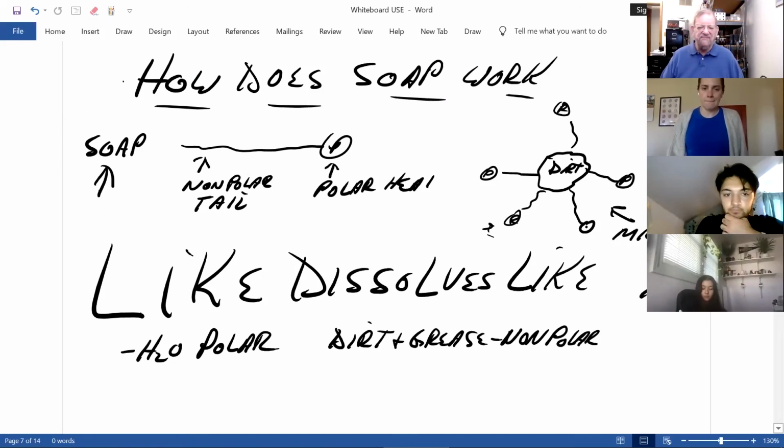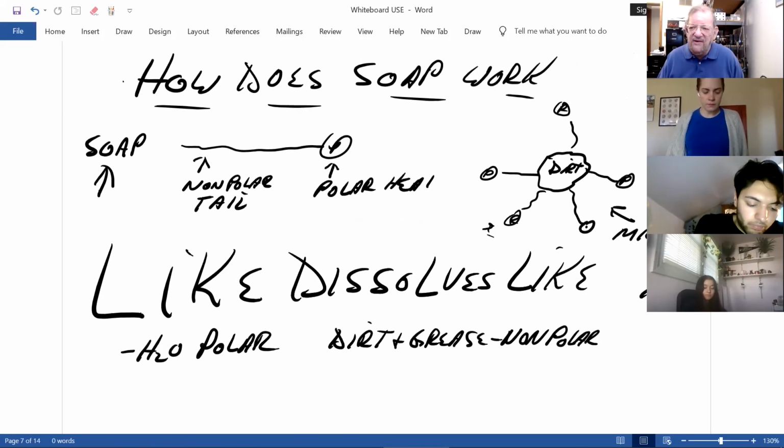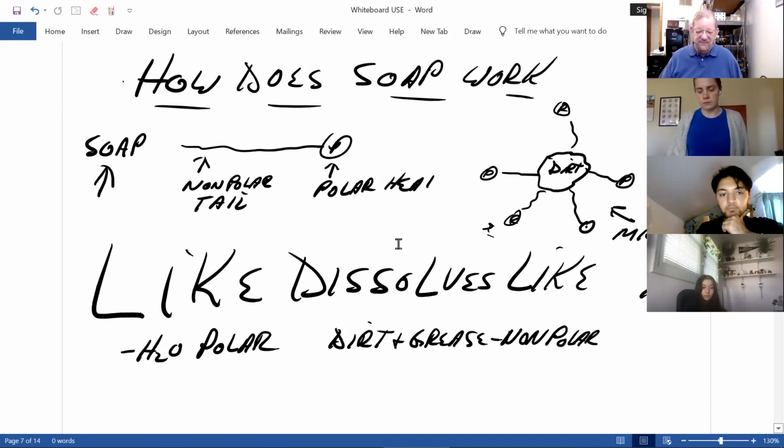Let's go through it again. I think it's that important. You should know the structure of soap is nonpolar tail, polar head. The most important thing, how soap works, is like dissolves like. Water is polar, dirt and grease are nonpolar, therefore they're not going to work together. But when you use soap, it forms a micelle, which you should know. The outer part, all you see are the polar heads. Water looks at the micelle and says, hey, I'm polar, you're polar, let's go down the drain together. And lo and behold, your hands are clean.